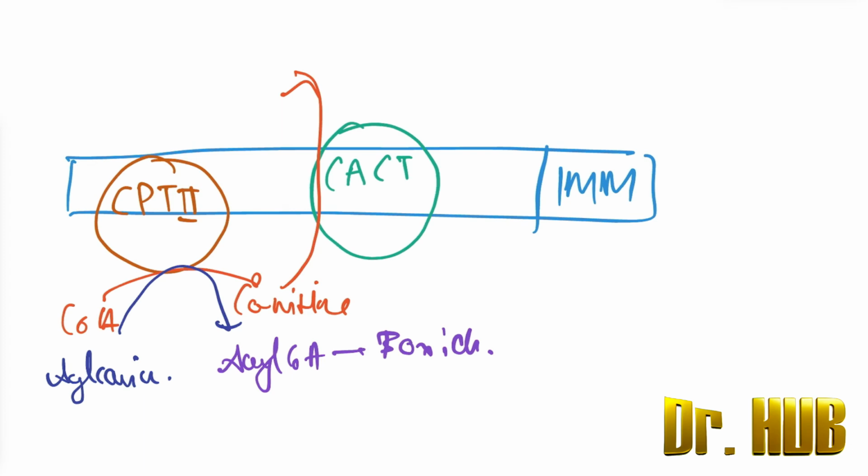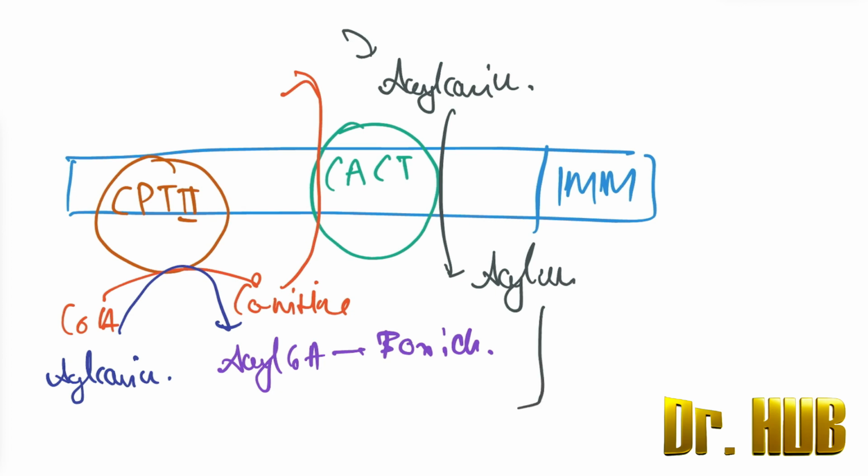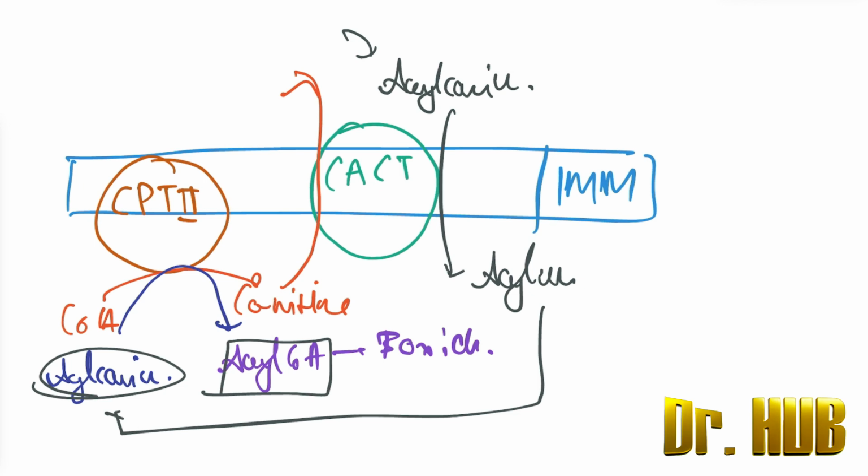When we are looking at the outer membrane, we saw that the product, the acyl carnitine, comes here. The acyl carnitine enters the inner mitochondrial membrane. There is again the acyl carnitine, and then there is an acyl CoA leading to the beta oxidation.